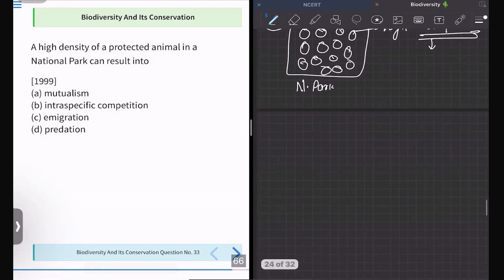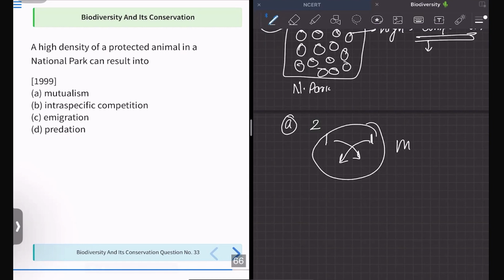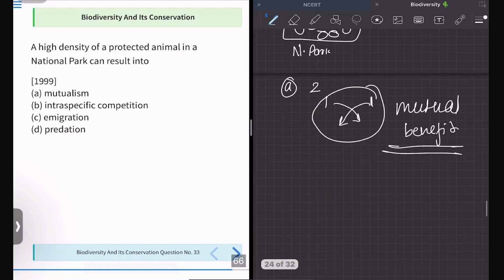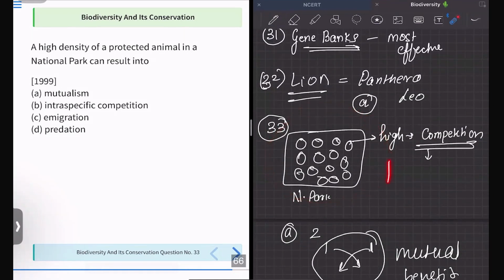But let me also explain the other options, A, C, and D. In option A, we have discussed what mutualism is. It means that two species are involved. One species is helping the other species, and that other species is going to help the first species in return. So there is some mutual benefit that each one receives from it. That is about mutualism. And what is intra-specific competition? We just now saw what it is. It is going to be high in an area of high density.